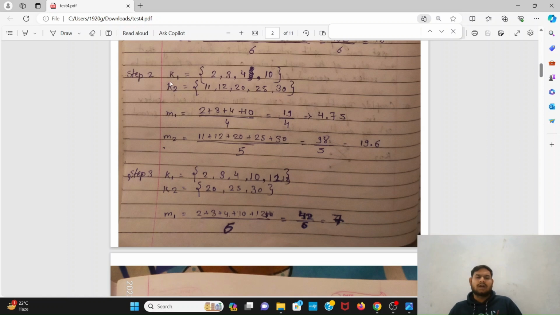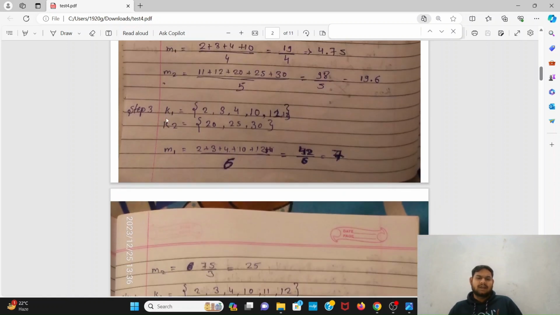Step 2. Cluster K1 equals 2, 3, 4, 10. Cluster K2 equals 11, 12, 20, 25, 30. Mean of cluster K1 equals 19 by 4, which equals 4.75. Mean of cluster K2 equals 98 divided by 5, which equals 19.6.